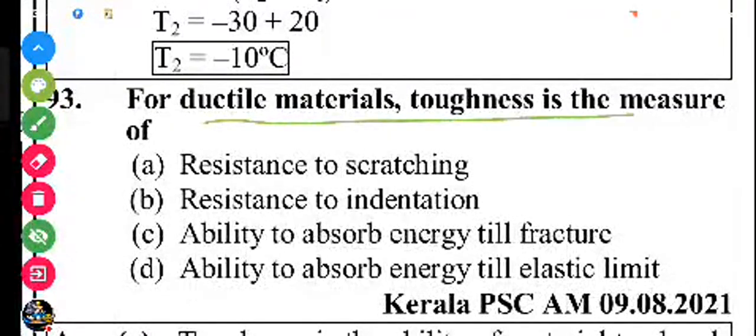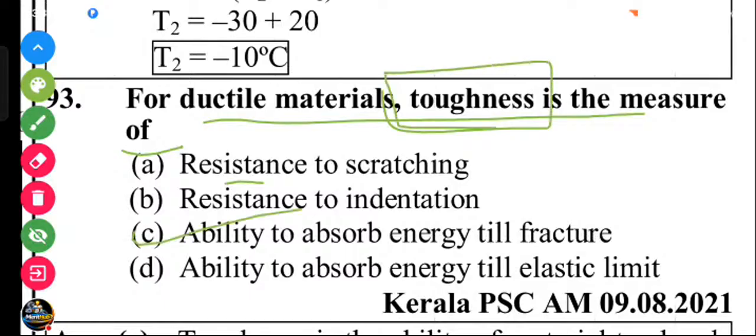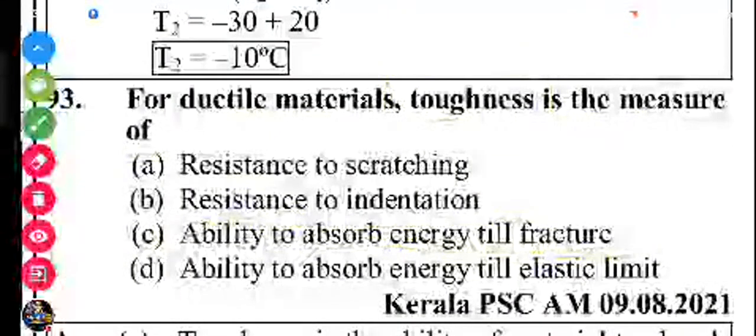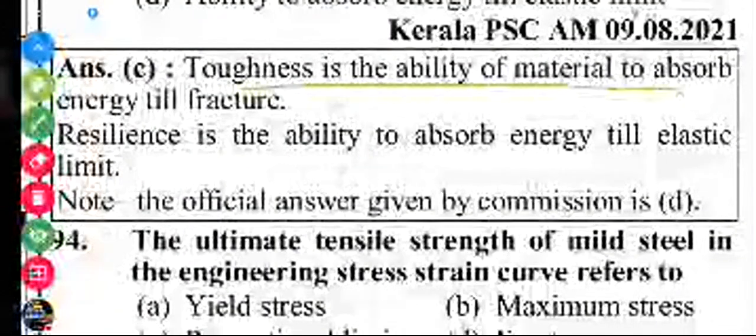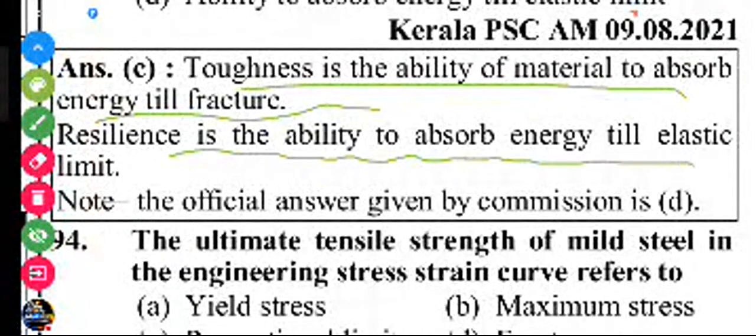For a ductile material, toughness is the measure of resistance to stretching, resistance to indentation, ability to absorb energy till fracture, or ability to absorb energy till elastic limit. Toughness is the ability of a material to absorb energy till fracture, the energy a material absorbs until it fractures. Resilience is the ability to absorb energy till the elastic limit.